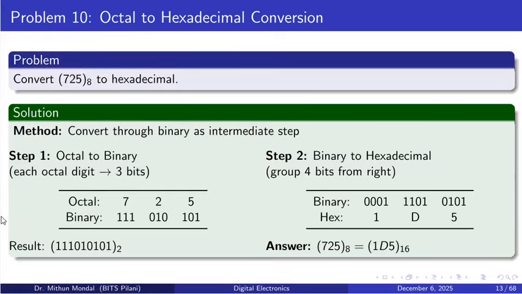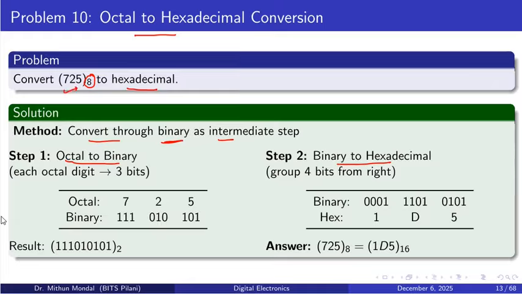Next problem, where we have the octal to hexadecimal conversion. So here the number is 725, which is in the octal system 8. We want to convert to the hexadecimal system. So there is basically a 2-step process. We want to convert this through binary, which is the intermediate step. So first we need to convert the octal to binary and then move from binary to hexadecimal.